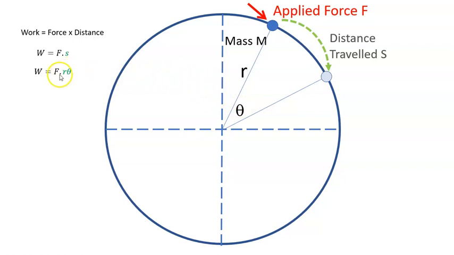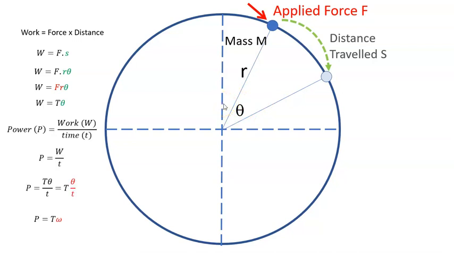And we also know that F times r, Fr, is torque. So force times the radius. So if I apply this force at radius r, that's a torque. So the work done is the torque times this angle theta measured in radians.